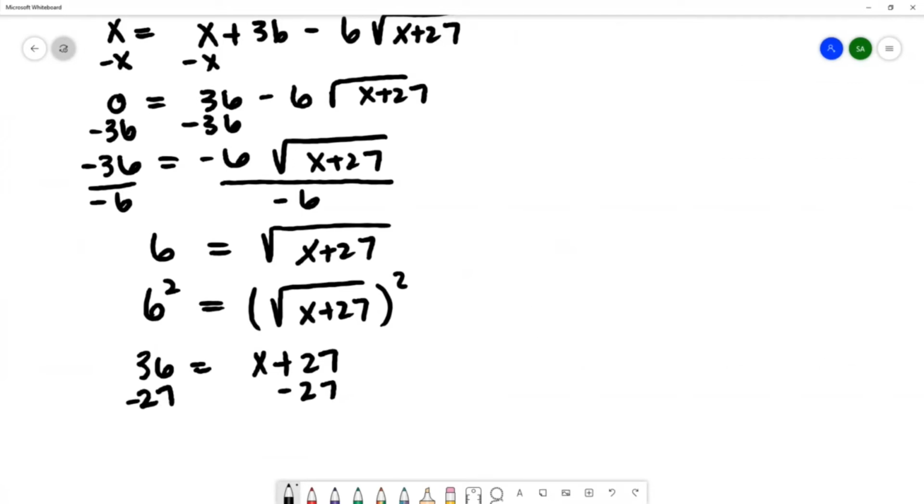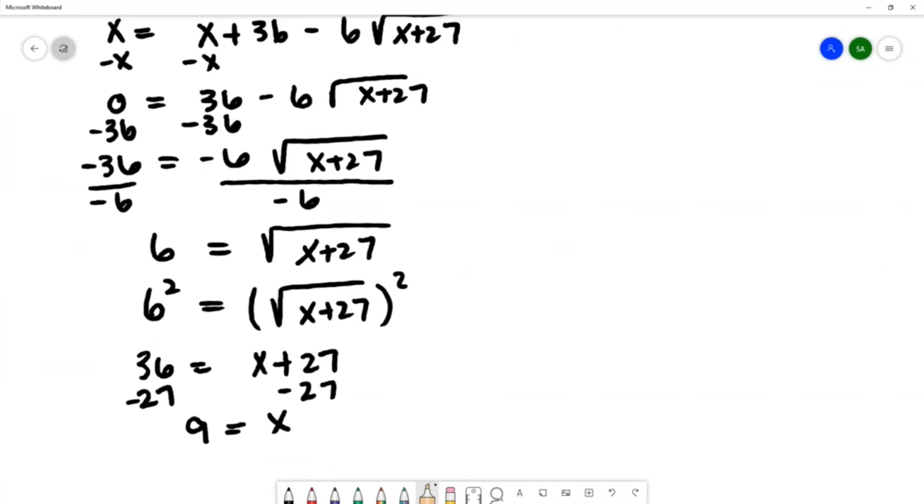I subtract 27 on both sides, and x equals 9. With the radical equations, you do have to check your work. Under normal circumstances, checking is sort of an optional step just to be sure that you didn't make any mistakes.